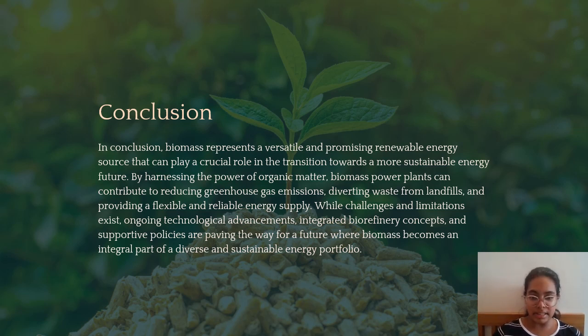Biomass represents a versatile and promising renewable energy source that can play a crucial role in the transition towards a more sustainable energy future. By harnessing the power of organic matter, biomass power plants can contribute to reducing greenhouse gas emissions, diverting waste from landfills, and providing a flexible and reliable energy supply. While challenges and limitations exist, ongoing technological advancements, integrated biorefinery concepts, and supportive policies are paving the way for a future where biomass becomes an integral part of a diverse and sustainable energy portfolio.